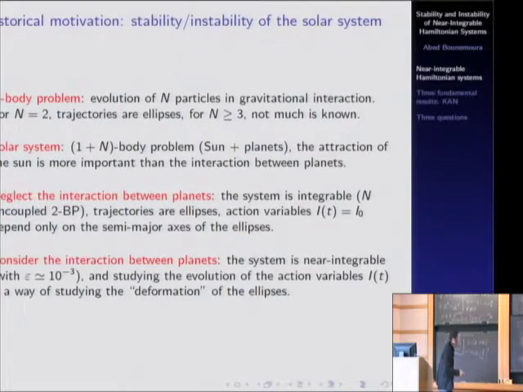Now, if I consider the interaction between planets, because it is small but it exists, now the system is near-integrable. It's a perturbation of an integrable system. Epsilon is of size 10 to the minus 3. So that's the size essentially. And studying the evolution of the action variables that were constant here is a way of studying the deformation of the ellipse. So it's a way of knowing if the trajectory is stable or unstable. So that's the motivation.